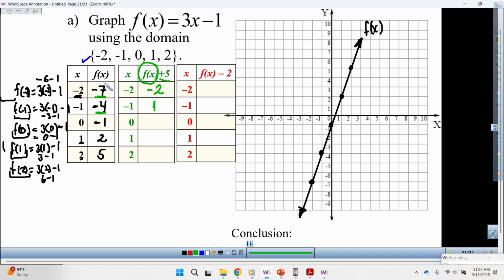Next one, at 0, what was f of x? f of x was negative 1. So what is negative 1 plus 5? Positive 4. Next, 1 was 2. 2 plus 5, that is 7. And the last one, this was 5, and we add 5, that gives us what? 10. All right, let's graph that. Negative 2, negative 2. I'm going to do that in green. Negative 1, 1. 0, 4. 1, 7. And 2, 10.